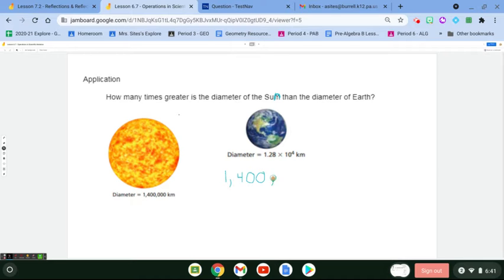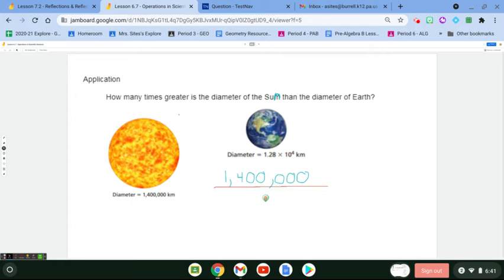So if we start by looking at the diameter of the sun, it's 1,400,000 kilometers. Okay, and we know it's bigger than the diameter of the earth. So we're trying to figure out maybe how many times greater that is. So I'm thinking that we're going to need to divide these two numbers. Okay, so what we can do right now is we already have the sun's diameter in standard form. Why don't we take that 1.28 times 10 to the 4th and get that into standard form too, so that we could divide those two numbers together.